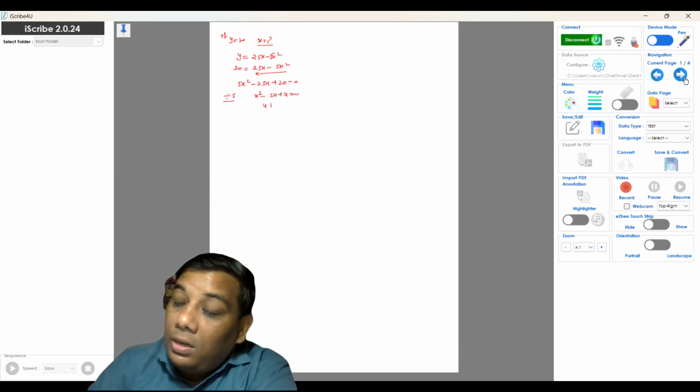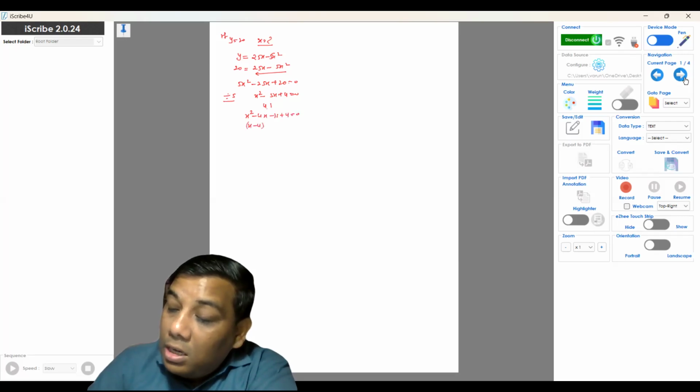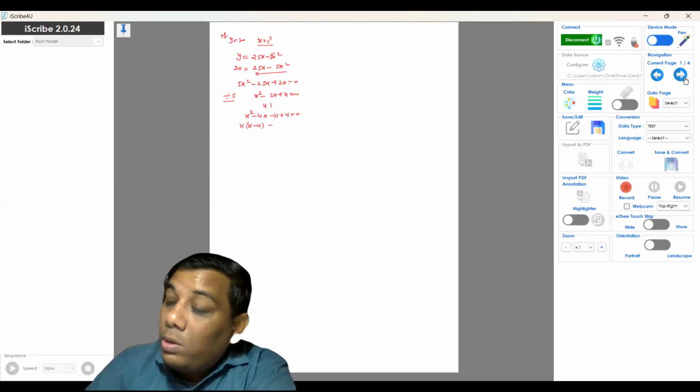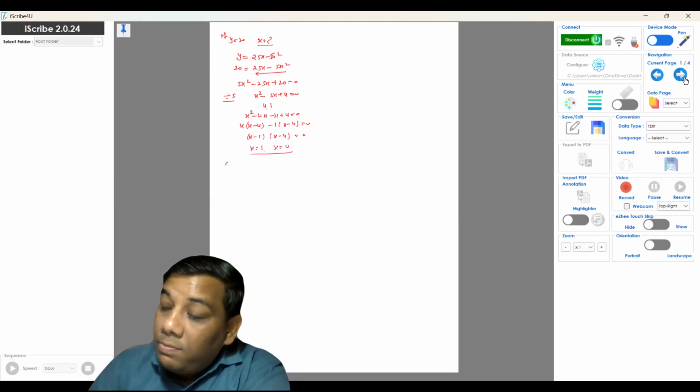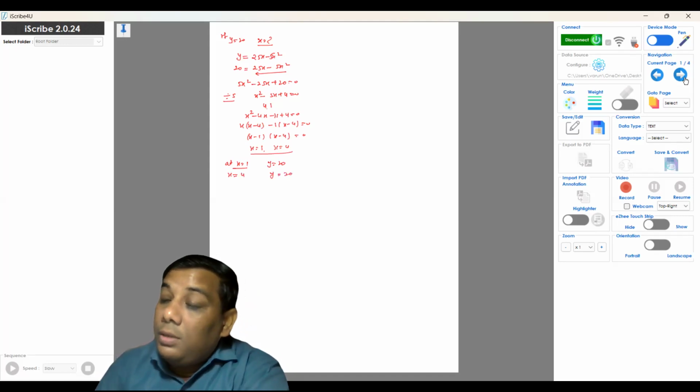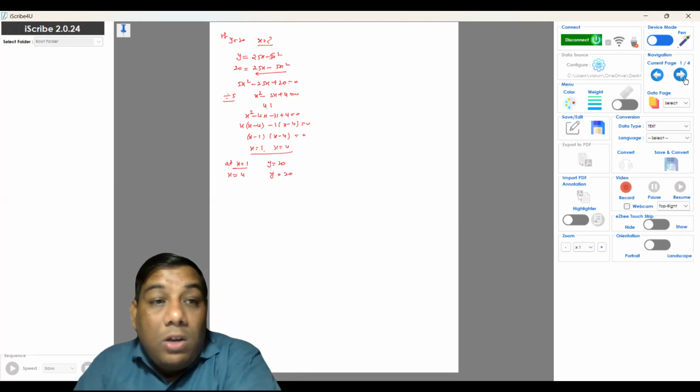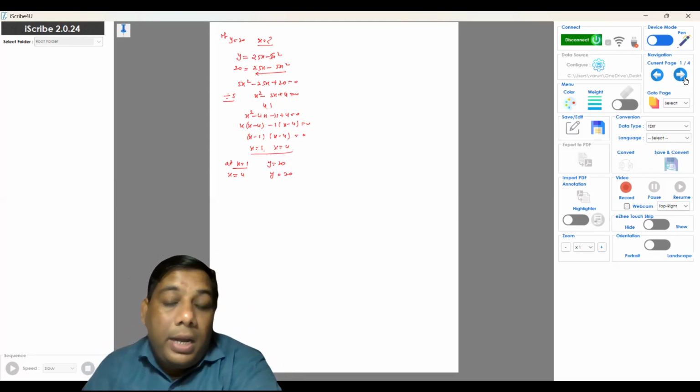that is 4 and 1. Now it will become x square minus 4x minus x plus 4 equal to 0, that is x into (x minus 4) minus 1 into (x minus 4). Now (x minus 1)(x minus 4) equal to 0, then x equal to 1 and x equal to 4. Means at x equal to 1, y equal to 20, and at x equal to 4, y equal to 20. So if y equal to 20, then we will get two different values of x, that is x equal to 1 and x equal to 4.